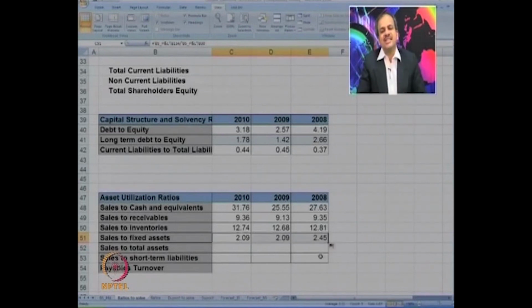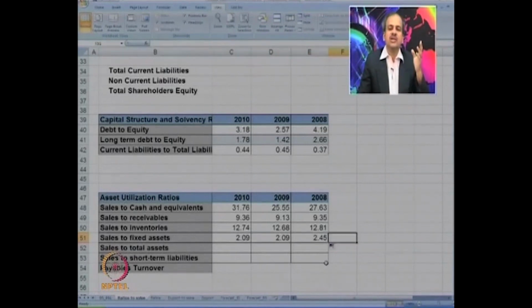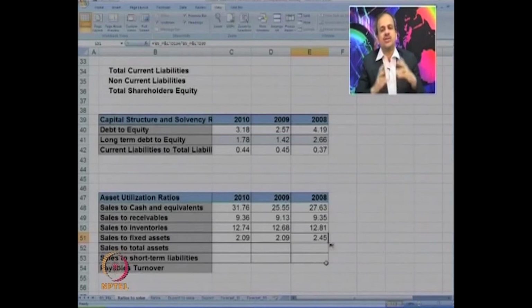Now here you can see some not so good picture, because company's efficiency was 2.47 only. It has further gone down to 2.09. So what does it show? It shows that relatively company has very high assets. Company is not able to convert them into sales to the extent it would have liked to. So the sales is hardly 2 times its fixed assets.